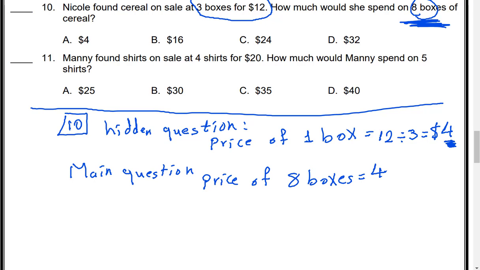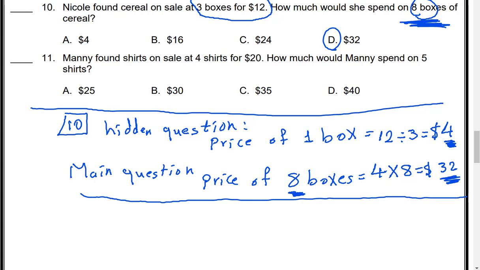$4. And we will repeat it how many times? How many times 8 boxes? So 4 multiply 8 is 32. Excellent. So what's the answer for the price of 8? D, 32. Yes, the answer is D, 32. Okay, my heroes, let's move to the next question.